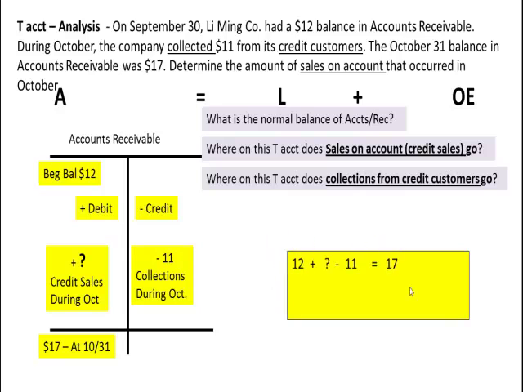The $12 beginning balance plus the credit sales, which we don't know, minus the collections are going to equal $17, which is the ending balance. So we'll combine all the pieces on this side. It looks like the unknown credit sales plus 1 equals 17. So these unknown credit sales would be 16. And that's our answer, 16.